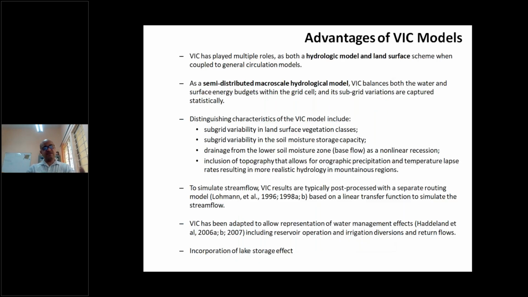As we discussed, this is the advantage: the subgrid variability of vegetation, the subgrid variability of soil moisture storage, and the drainage from the lower soil zone. The behavior of drainage, which is generally non-linear, is modeled as non-linear in this model. So there are various advantages of this model. This is a semi-distributed macro scale hydrological or land surface model.